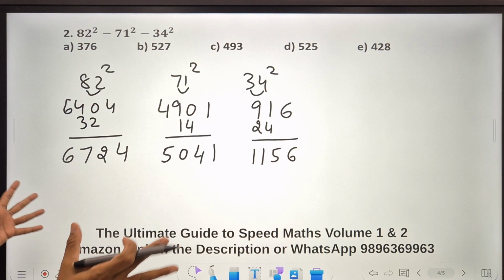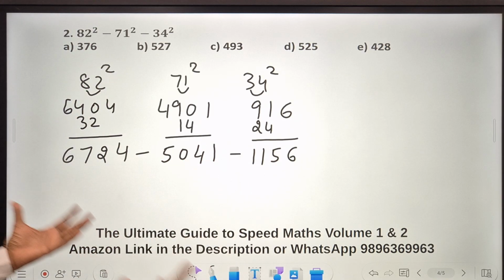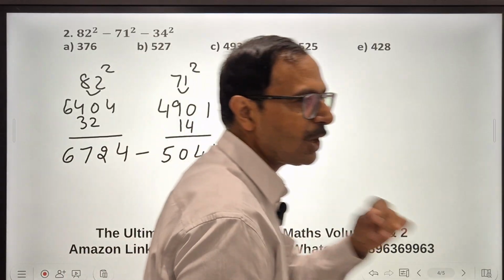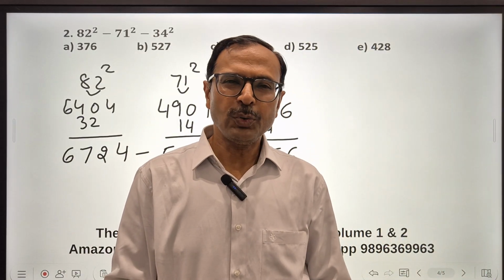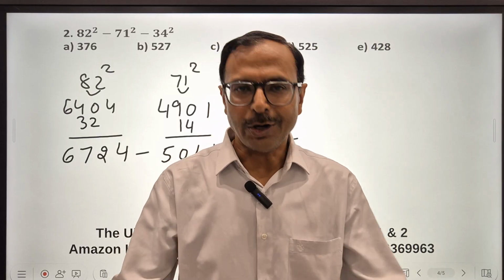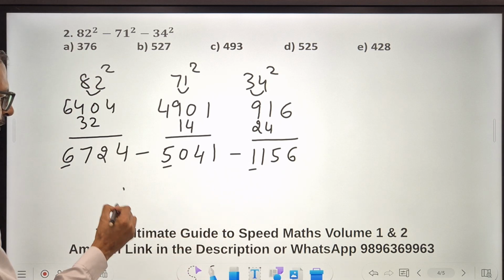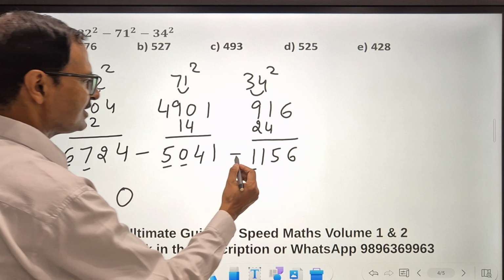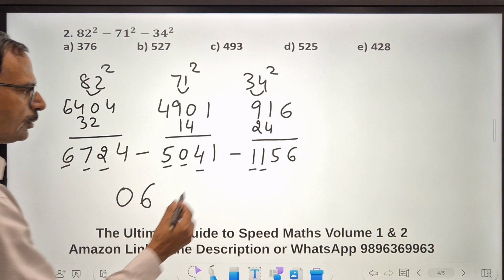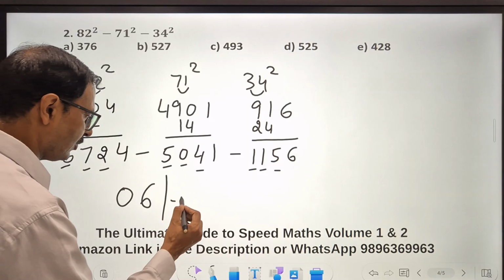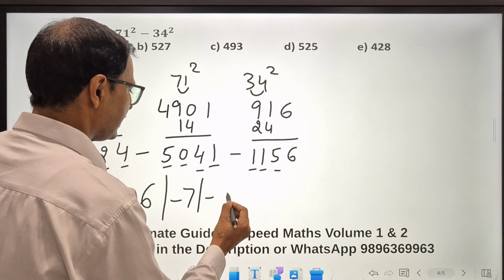Look at this, all the three squares have been found out, and we have a minus sign and a minus sign here. So all you need to do is to subtract these numbers. And now another trick for subtracting the numbers. Would you be doing it by writing it one below the other? Not required. Watch. 6 minus 5 1, 1 minus 1 0, 7 minus 0 is 7, 7 minus 1 is 6, 2 minus 4 is minus 2, minus 2 minus 5 is minus 7. Oh, we have a minus 7. 4 minus 1 is 3, 3 minus 6 is minus 3.